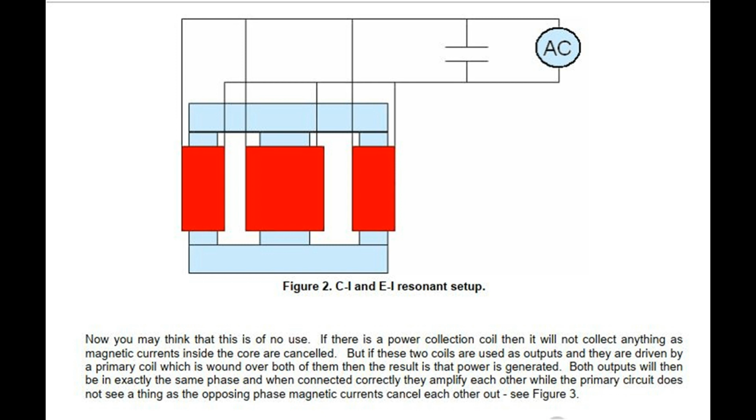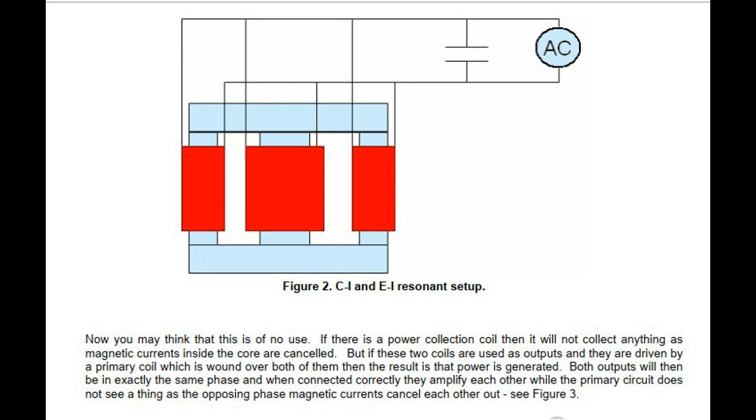Now you may think that this is of no use. If there is a power collection coil then it will not collect anything as magnetic currents inside the core are cancelled. But if these two coils are used as outputs and they are driven by a primary coil which is wound over both of them, then the result is that power is generated.